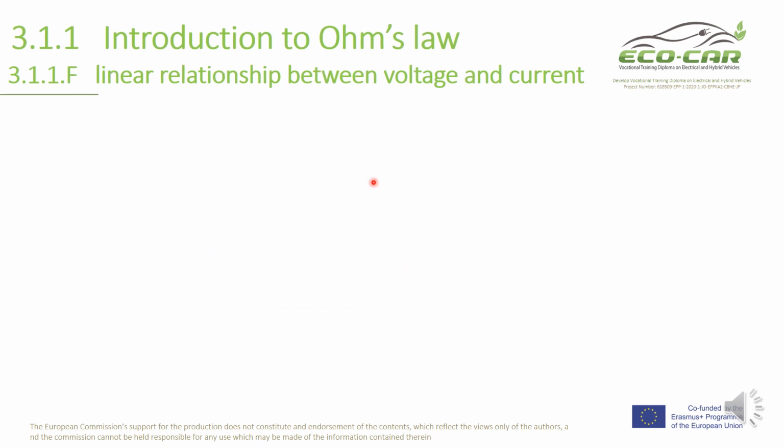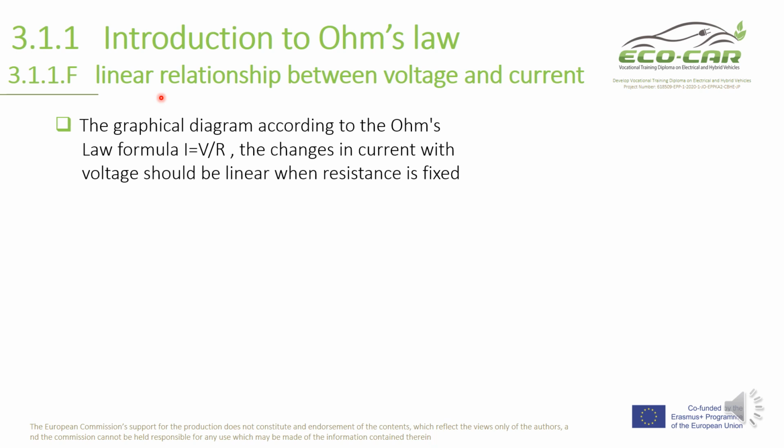So the relationship between voltage and current is linear. How? The graphical diagram according to Ohm's law by this formula, current equals voltage divided by resistance. The change in current with voltage should be linear. So the relation between voltage and current is linear when resistance is fixed.